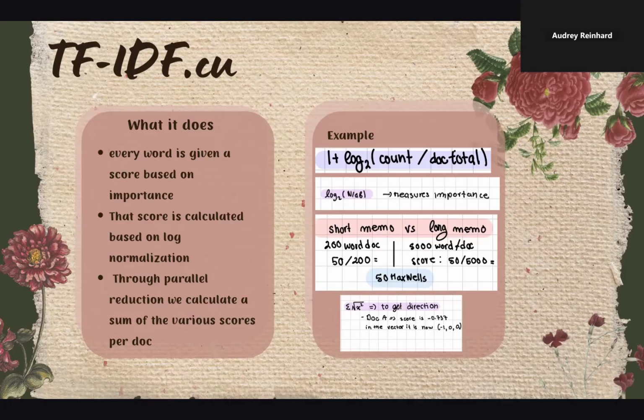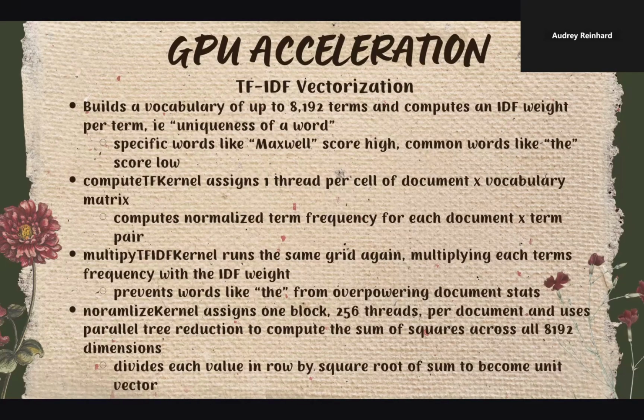We'll then go to the next step, where we calculate a new vector, which is a directional vector, through parallel reduction, where we calculate the sum of the various scores per document, which we see at the bottom of the example. So the GPU handles this by first building up a vocabulary of 8,192 terms. It then computes the uniqueness of the word score. The compute TF kernel then assigns one thread per cell in a document by vocabulary matrix. It computes the normalized frequency for each document-term pair.